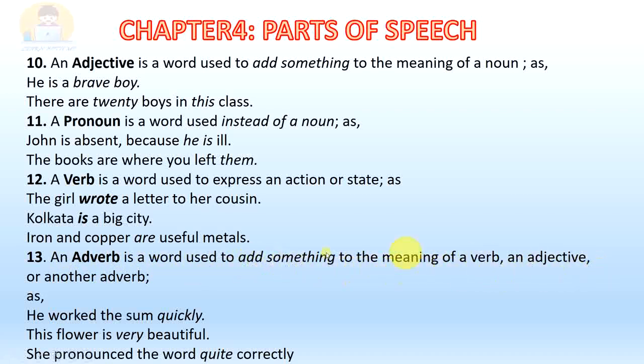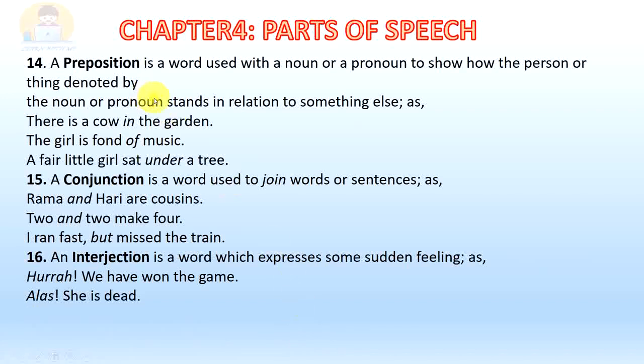13. An adverb is a word used to add something to the meaning of a verb, an adjective, or another adverb. As he worked the sum quickly. This flower is very beautiful. She pronounced the word quite correctly. 14. A preposition is a word used with a noun or a pronoun to show how the person or thing denoted by the noun or pronoun stands in relation to something else, as there is a cow in the garden. The girl is fond of music. A fair little girl sat under a tree.